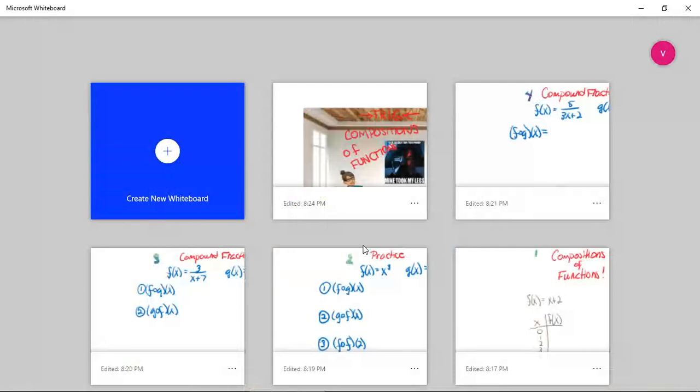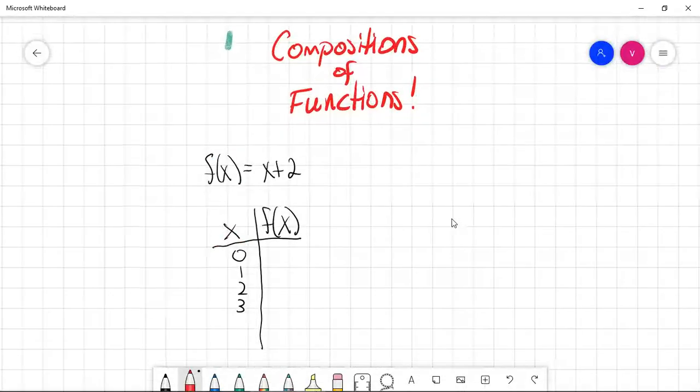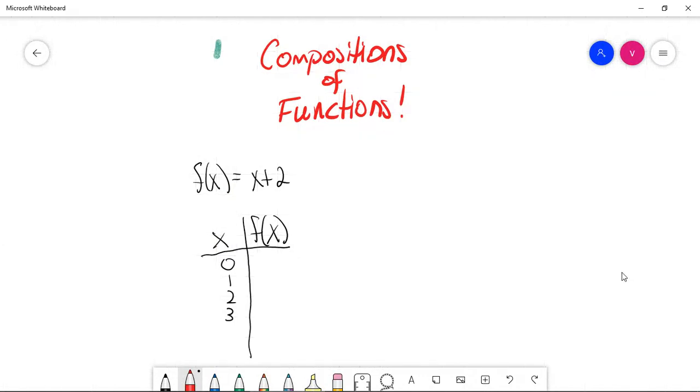Okay, so I'm going to start here with functions. To start off compositions of functions, you really have to understand the basics of functions. Most of you are probably pretty comfortable and you might think this is super easy, but when you start putting a function in another function, that's where people get confused. So we just have to realize it's still the same thing.